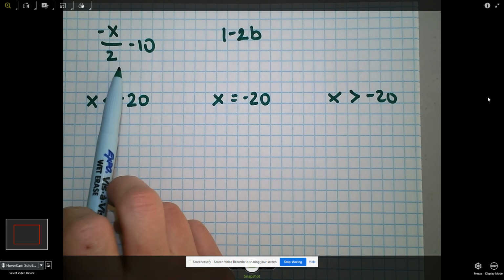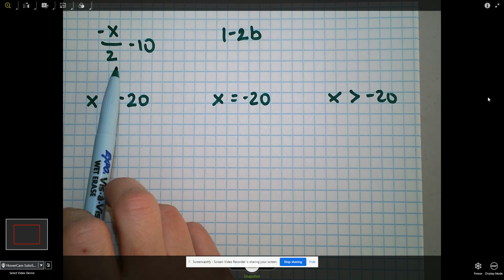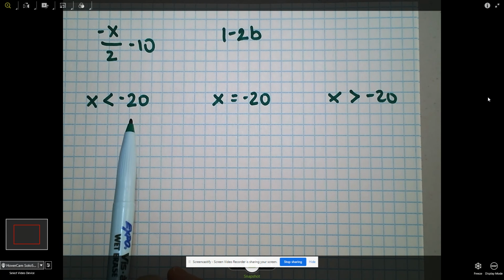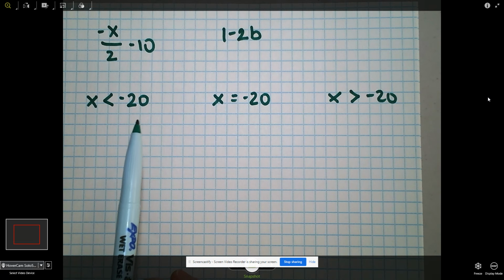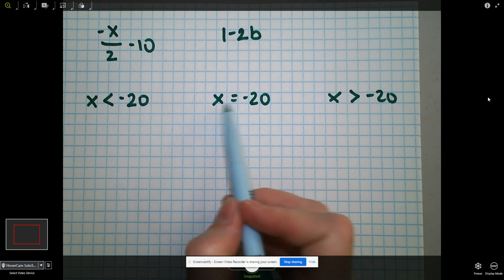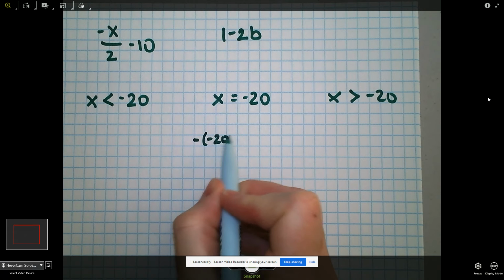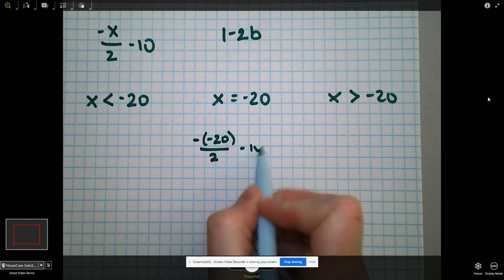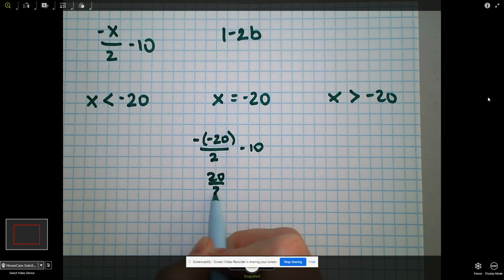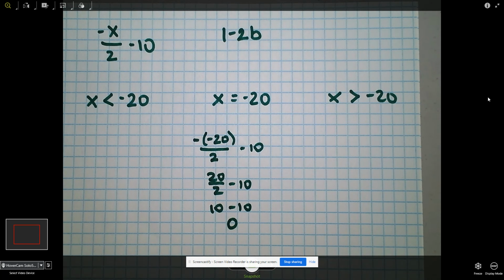So the function we're looking at is negative x over 2 minus 10. The question is, are there any inputs that will not meet the customer's needs? And what the customer needed was an output that was always negative. Now, on the notes, I figured out that x equals negative 20 was the tipping point. So we looked up negative 20 over 2 minus 10. We got 20 over 2 minus 10. And that came out to 0. And so we were like, okay, that's got to be the number that's really important.